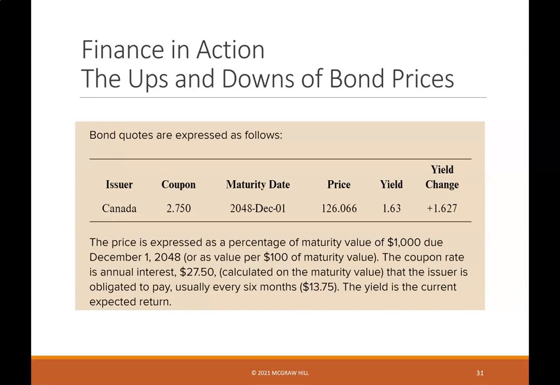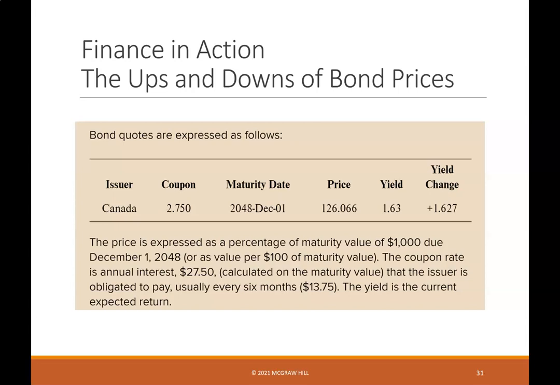So everything at 100 is at par. Anything above that is above par, or it's a premium. And anything below that is below par, or a discount. Yield, 1.63%. That's the market rate. And the yield change is 1.627.